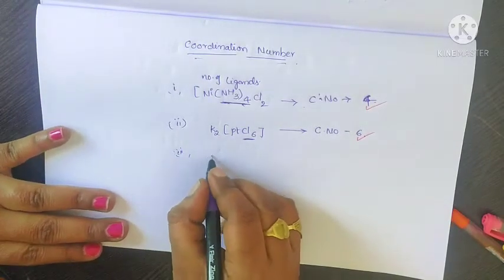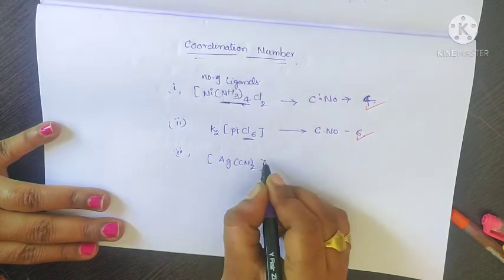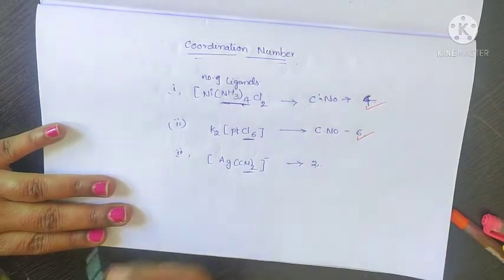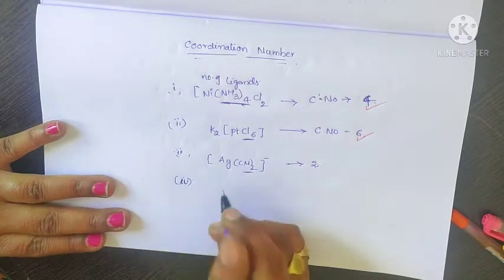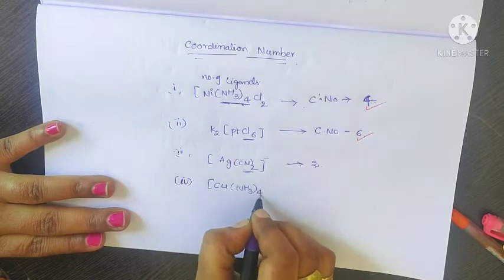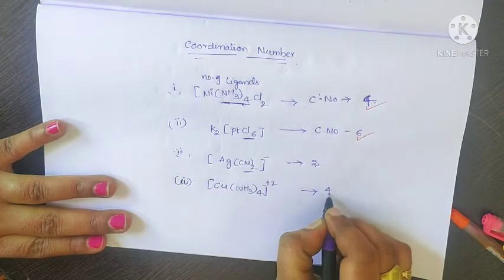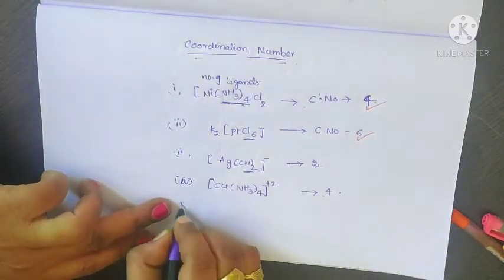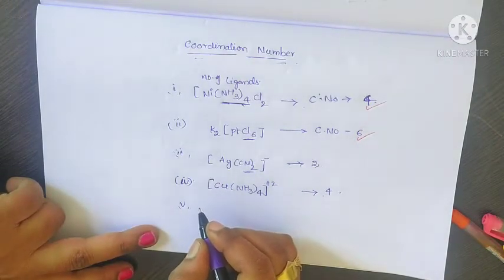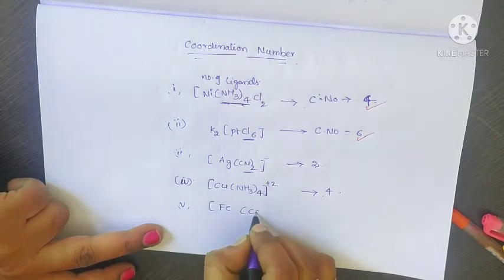And next example, [Ag(CN)2]. So the coordination number is 2 because the number of ligands is 2. And next example, look here. The coordination number is 4 because the ligands are 4. The number of ligands is 4. That's why the coordination number is 4. And next example, look at this example, Fe(CO)5.